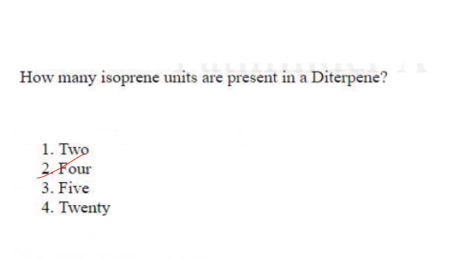Next one. How many isoprene units are present in a diterpene? So it is 4. Answer is option 2.